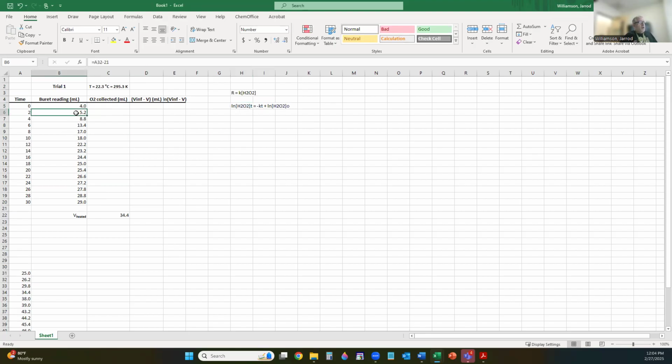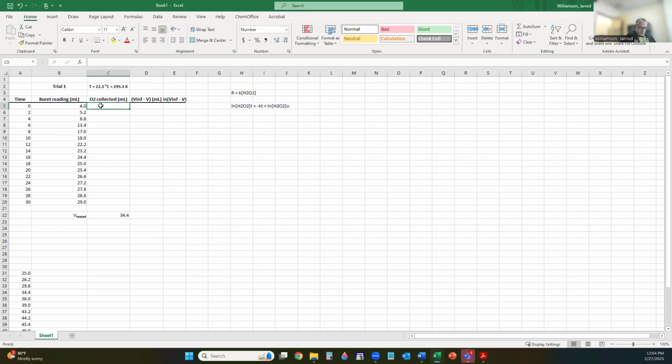Okay. Now, the amount of O2 collected is going to be the volume reading minus the initial reading at time t equals 0. Here, the burette read 4 milliliters right when I started the experiment before I got any bubbles, but that's not oxygen collected. That's just air that's in the burette. So the volume there is going to be cell B minus that 4 milliliters.